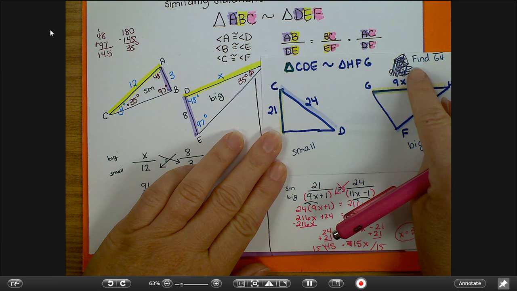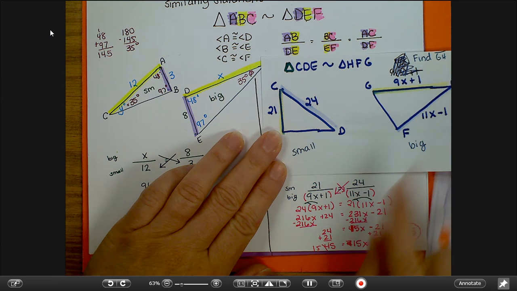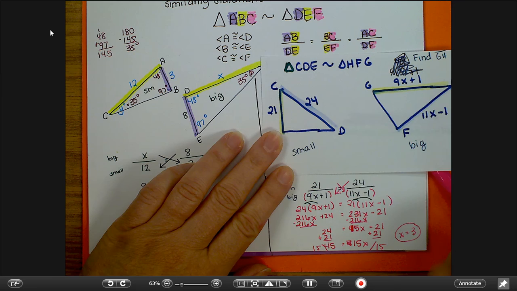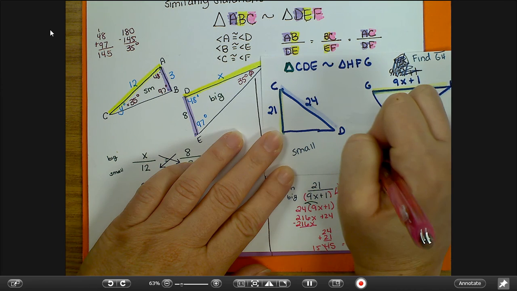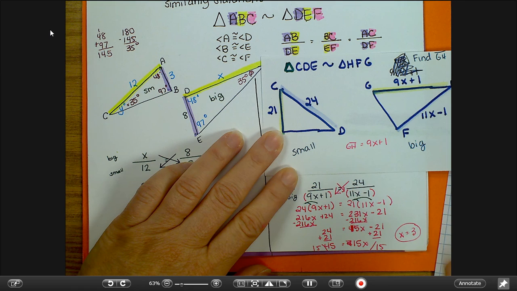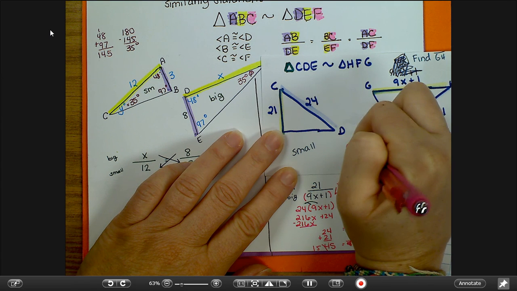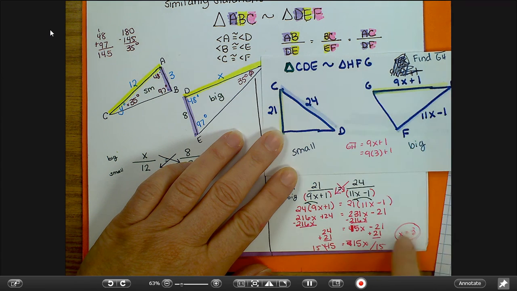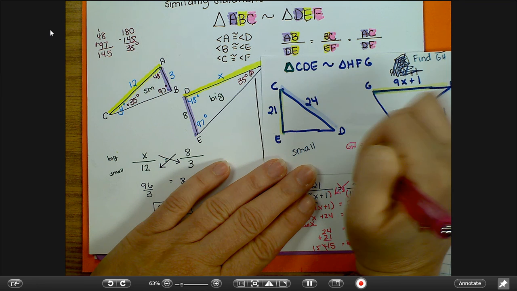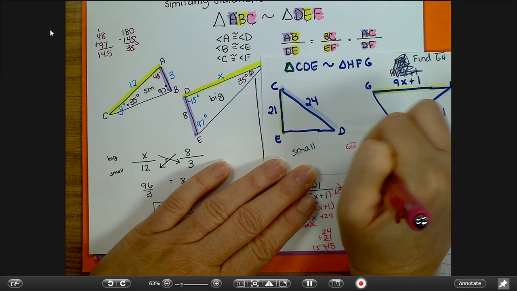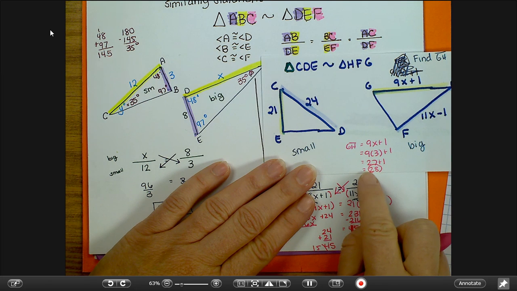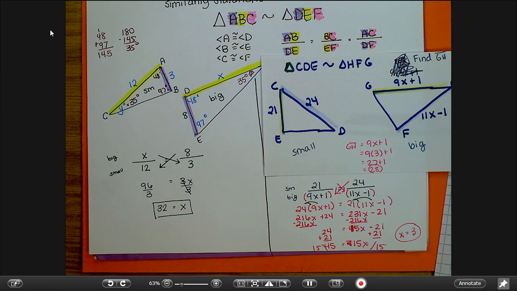Now, it would be awesome if we were finished, but if you look up here at the problem, it says find GH. So after we find x, we need to substitute in. We know that GH is 9x plus 1, and now we know that x is 3. So we're going to substitute the 3 in for the x. So we know that GH is 28 whatever units long. All right, so that's what we did.